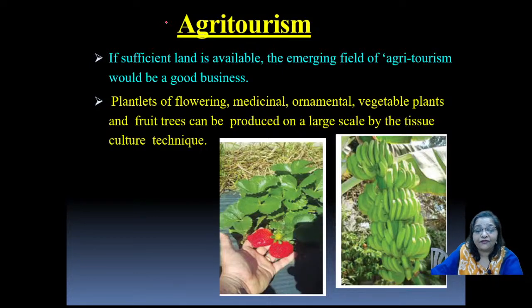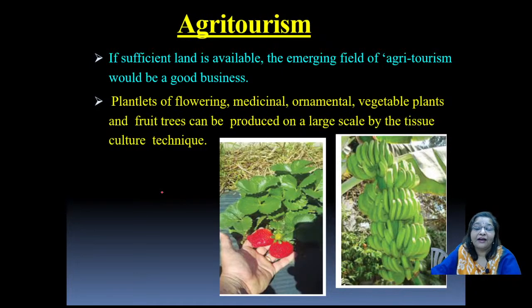The plantlets of flowering plants, medicinal plants, ornamental plants, vegetable plants, crops, and fruit trees can be produced on a large scale by tissue culture techniques. Okay, so you can see here, of course, the strawberries are up in the market now. Of course, you can see various fruit trees like bananas, papayas, chikoos.